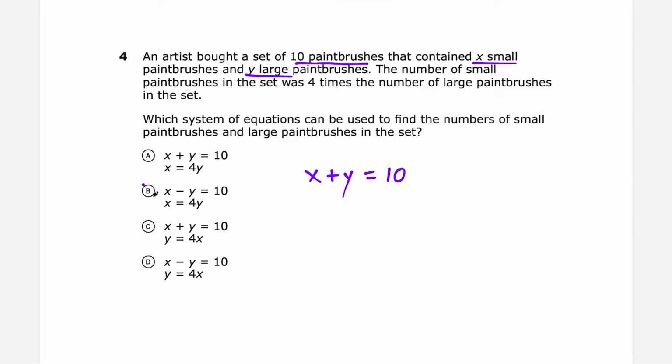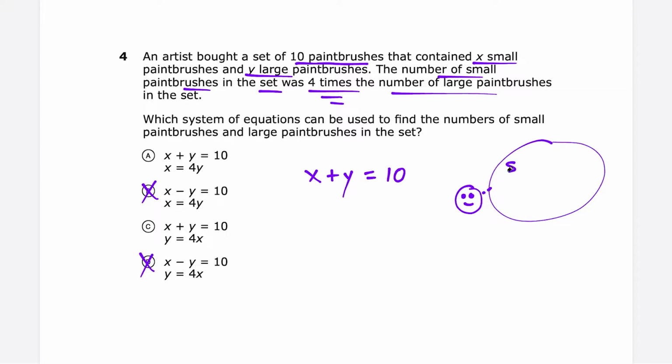So right away, I could see we're going to get rid of these two answer choices because we're adding X and Y. And now for this last part, I would once again just reread this a few times just to make sure that the second equation you choose or that you set up is correct. So here we have the number of small paintbrushes in the set was 4 times the number of large paintbrushes. So for this one, what I'm imagining, just so that I set this up carefully, is I have small paintbrushes and I have large paintbrushes.